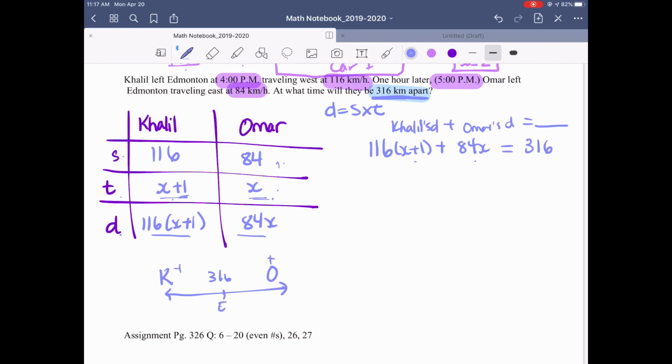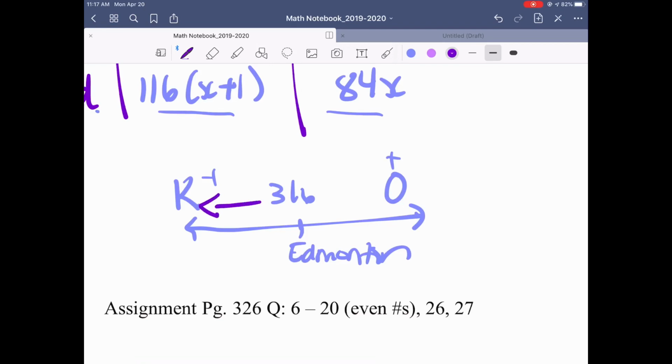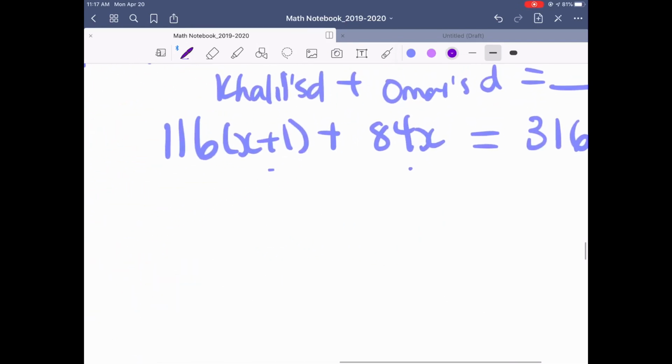Like if this is Edmonton, you can see here that they traveled in opposite directions, west and east. So they're moving away from Edmonton in opposite directions. And so Khalil's distance is this way, and we don't know what his distance is. And Omar's distance is this way, and we don't know what his distance is. But together, their distances have to equal 316. So that's why we add up their distances, because they're in opposite directions, and their total distance between each other has to be 316.